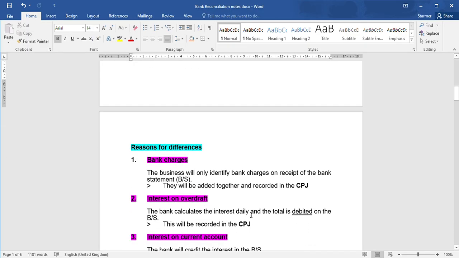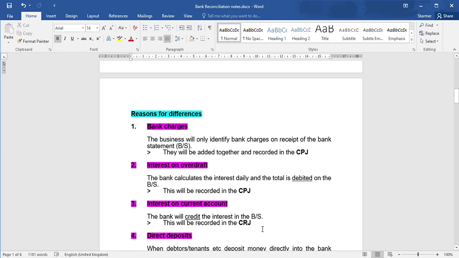Interest on overdraft. The bank calculates interest daily and debits the total in your bank statement. You need to remember that the bank and the business view things from the opposite point of view. So if the bank is debiting the statement, they are saying that we owe them the interest. In other words, it's interest on overdraft. We haven't recorded that transaction yet, so that needs to go into our cash payments journal.